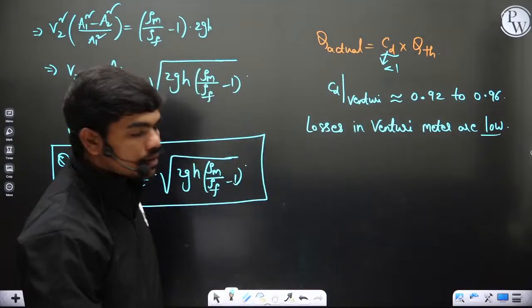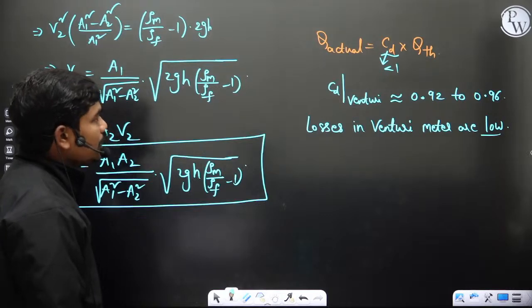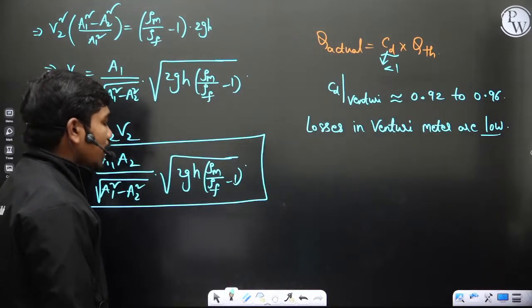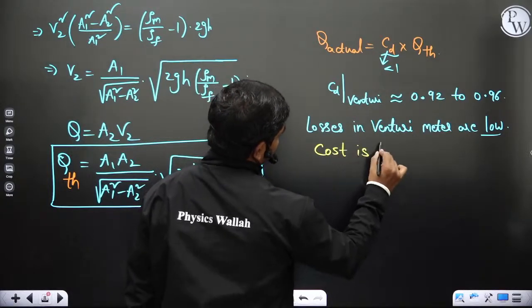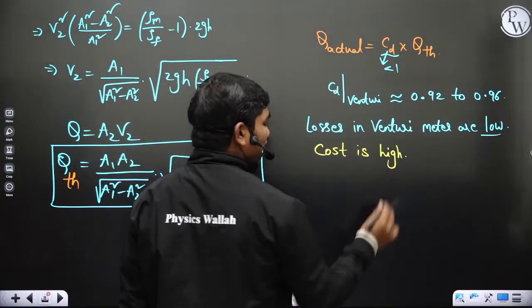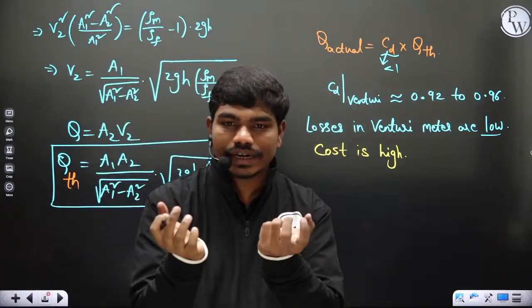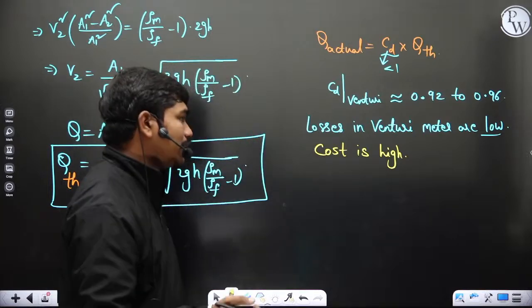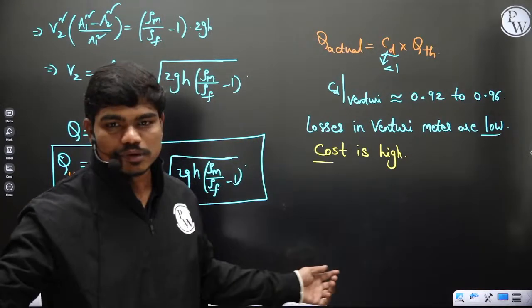Normally if you see a Venturi meter, the losses in a Venturi meter are low in general. One more important point: Q actual is CD times Q theoretical, and normally the cost of a Venturi meter is also high, because manufacturing two nozzles at unequal cross sections and fitting them to a throat, welding and all, is not a very easy job. So it normally takes high cost to manufacture a Venturi meter. These are the things you can broadly speak about.